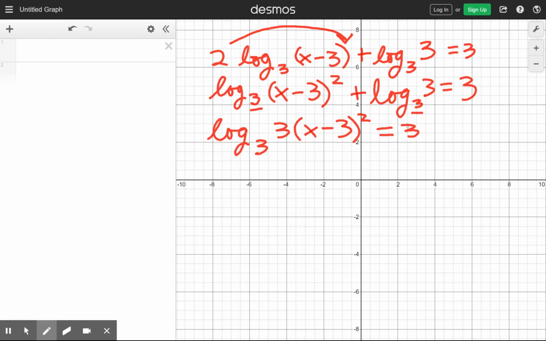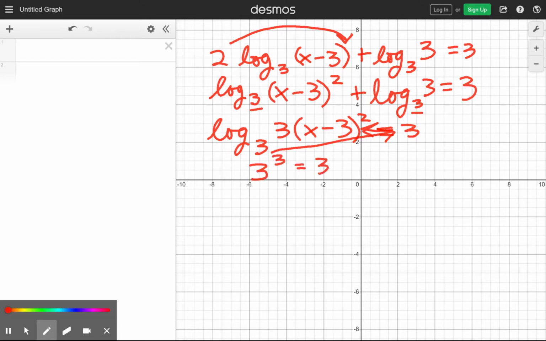Okay, next we will put this into exponential form. So we can take 3, raise it to the 3rd power, and set it equal to this argument. So 3 to the 3rd equals 3 times x minus 3 quantity squared. 3 to the 3rd is 27. So we have 27 equals 3 times x minus 3 quantity squared.